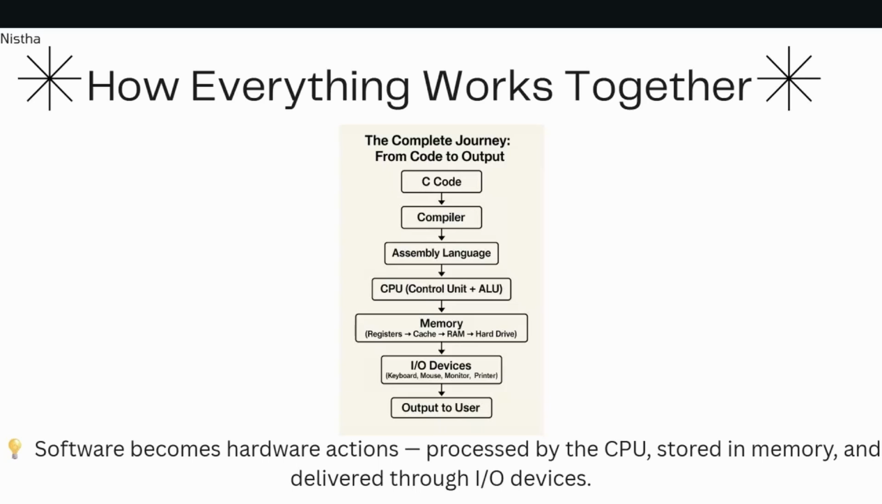Finally, once the CPU finishes processing the instructions, the results are sent to I/O devices like your monitor, speakers, printers, or keyboard feedback. This is how your typed code becomes something you can actually see, hear, or interact with. So everything works together like a team. The software becomes hardware actions processed by the CPU, temporarily stored in memory, and delivered to the outside world using input-output devices.